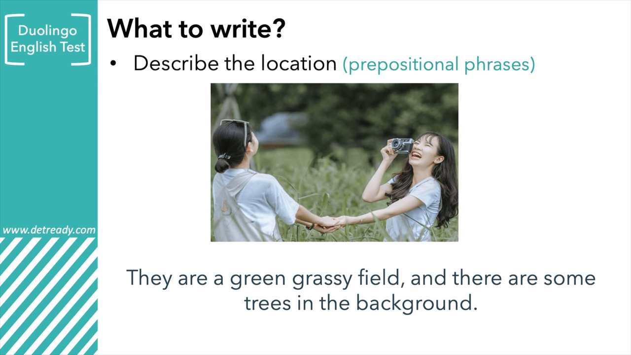Of course, here I'm describing the location of everything in the photo, the people and the trees. You can use prepositional phrases like in the background, above, next to, the right of, these type of phrases to help you with this. So describing the actions or describing the location is a good way to go into detail, but you could also do one more thing, which is to speculate. Now you don't have to do this, but if you have time and have a good idea, then you can. So let me show you what I mean.